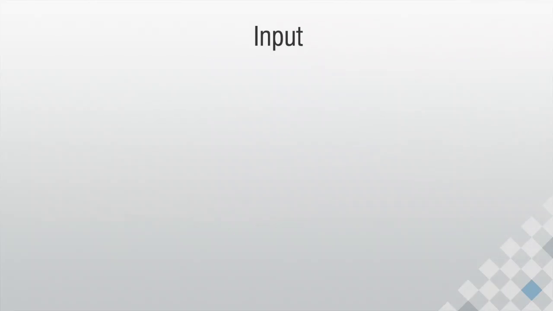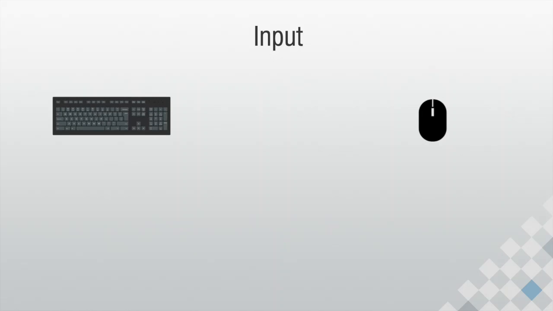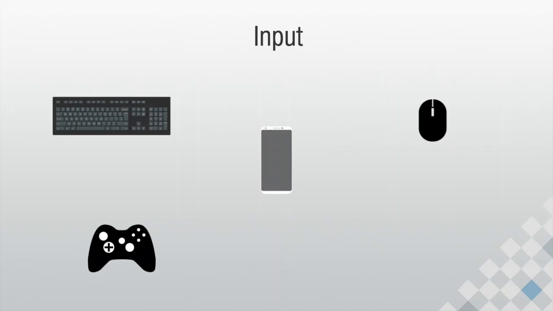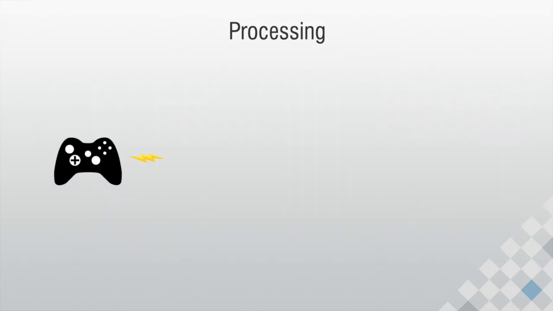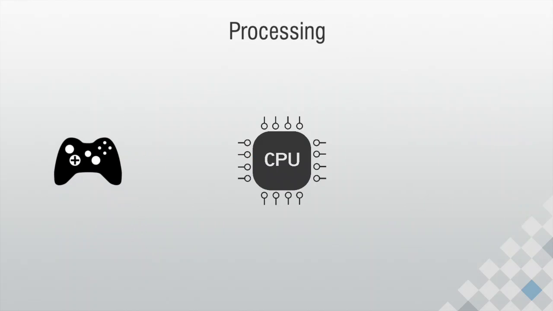Before a computer can work, somebody needs to physically put information into it. In computer terms, this is called input. Pressing a key on a keyboard, clicking a mouse, tapping a touch screen, pushing a button on a game controller, and speaking into a microphone are all examples of input. Each of these input devices sends electrical signals into the computer. By themselves, these signals don't mean much.